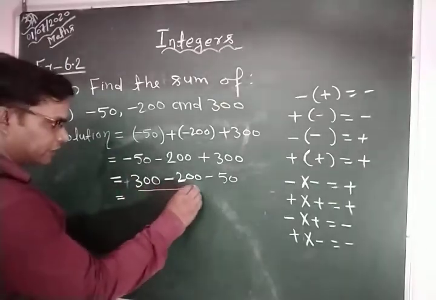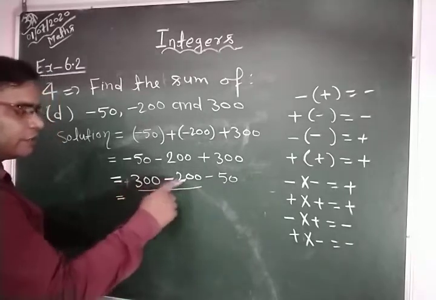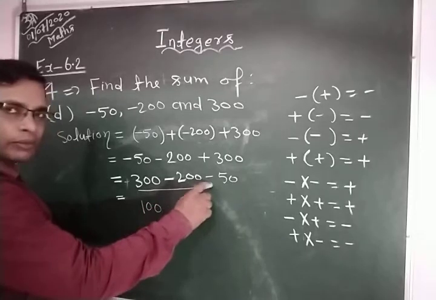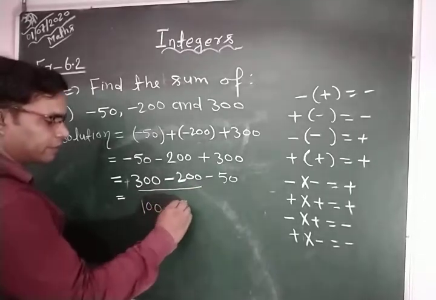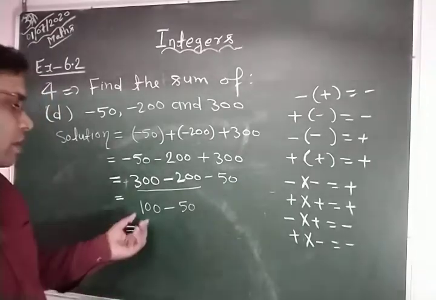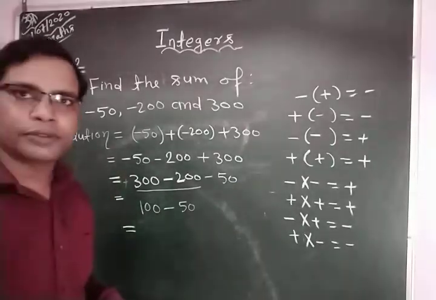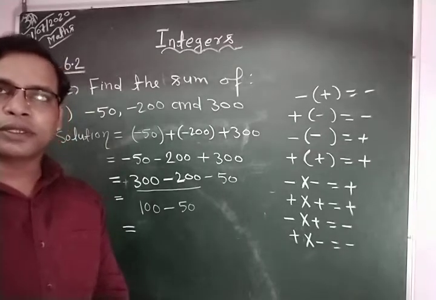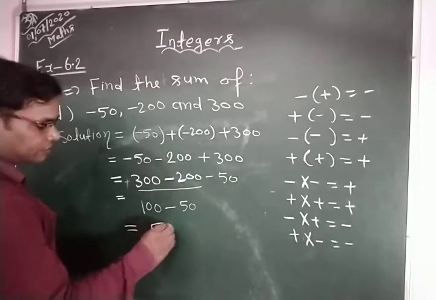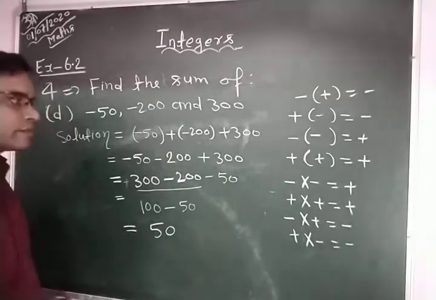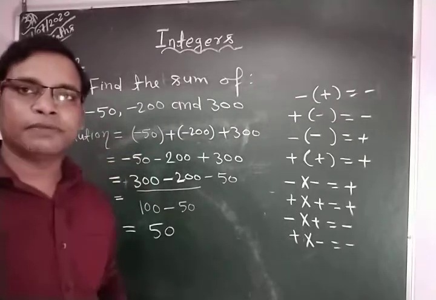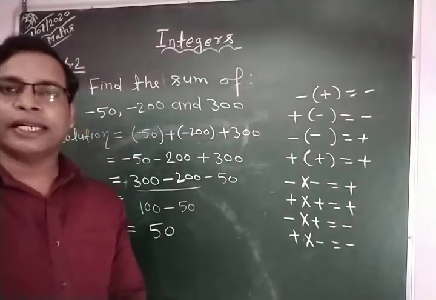First we subtract these two. 300 minus 200 is equal to 100. After this we have minus 50. So 100 minus 50, what is 100 minus 50? Tell us. 100 minus 50 is equal to 50. Clear? So here you can see, three integers are given, minus 50, minus 200 and 300.